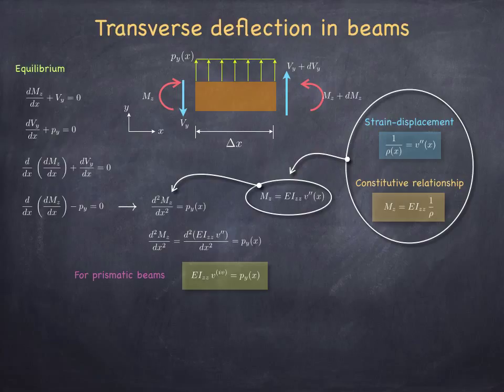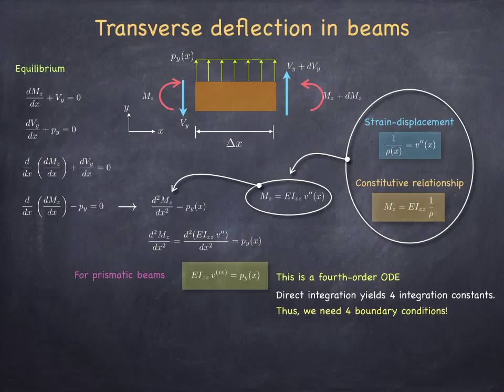This is a fourth order ordinary differential equation, which we sometimes can solve with direct integration, but regardless of the method, solution of this fourth order ODE will embody 4 integration constants, and therefore to fully solve it, we need 4 boundary conditions. We also know that once we determine the transverse deflection field, we can differentiate it twice and multiply that result by the bending stiffness to obtain the moment field or the moment diagram.